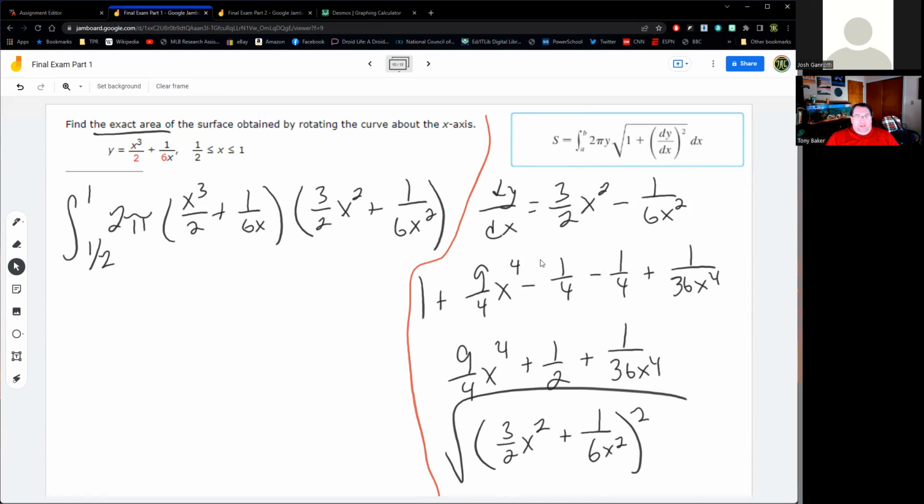First thing you're going to do to this one is multiply it all out. So this way we get it in terms of individual terms, which makes my life a little bit easier to integrate out. So pull out the 2 pi, 1/2 times 1. We'll FOIL this out and we'll get 3/4 x to the 5th plus x over 12 plus x over 4 plus 1/36 x to the 3rd.